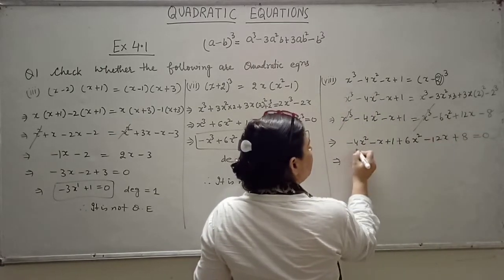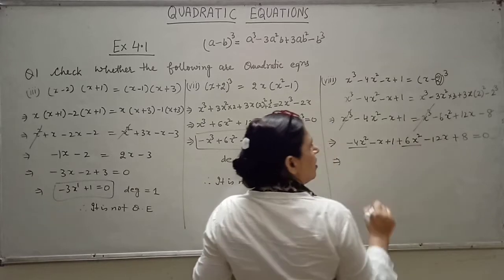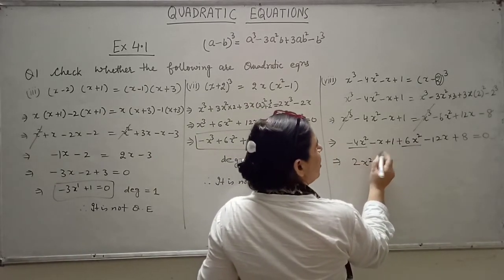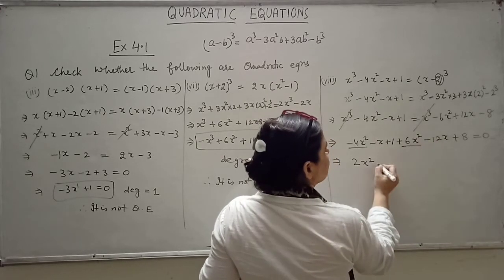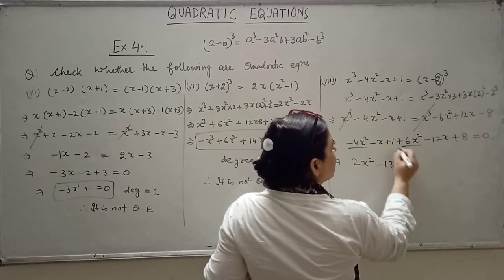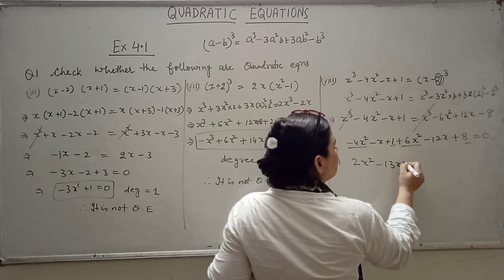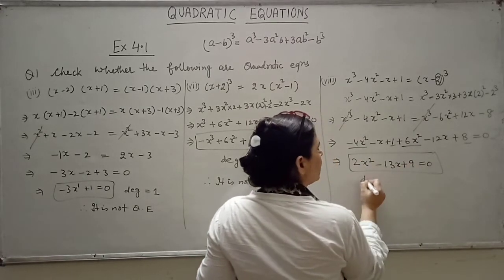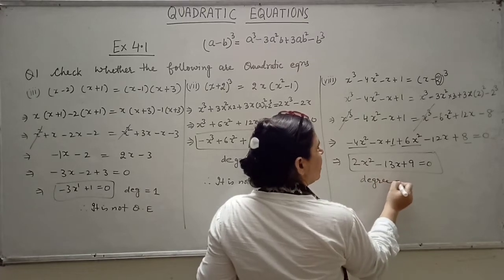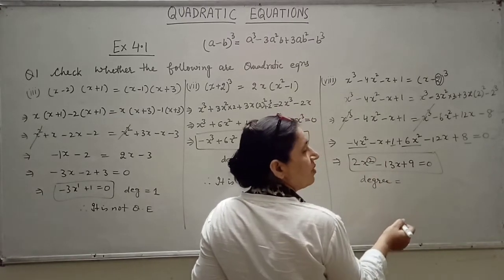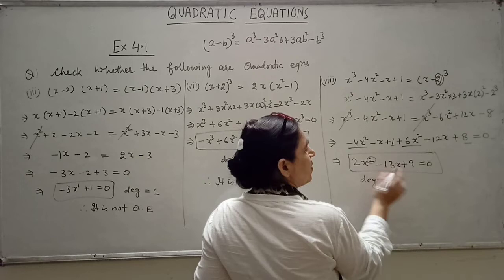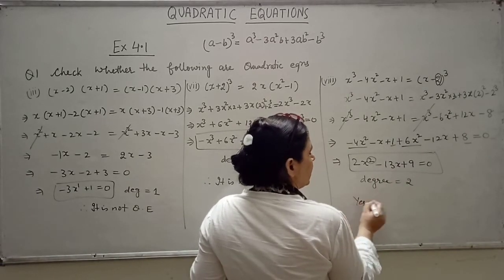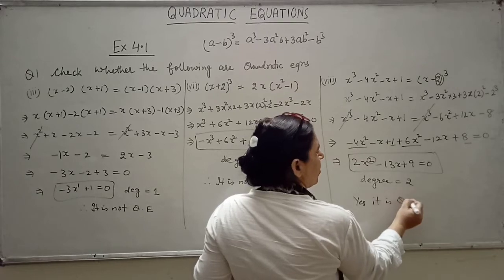So it would become minus 4x square plus 6x square. These are the like terms. This is 2x square minus x minus 12x is minus 13x, plus 1 plus 8 is plus 9, equal to 0. Here, what is the degree? You can see the maximum power, the highest power, is 2. So the degree is 2. Therefore, yes, it is a quadratic equation.